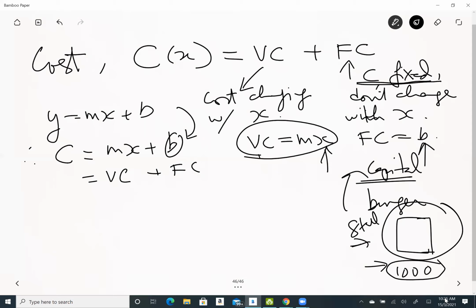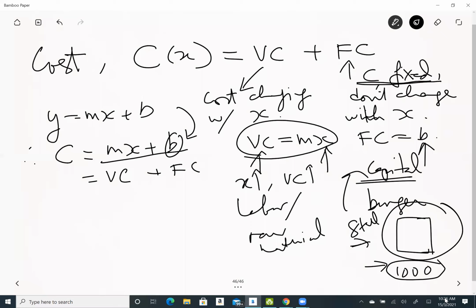Now, what about the variable cost? The variable cost is the one that changes. If you produce more X, then the variable cost normally will increase. If you produce less X, the variable cost will be lower. Normally this is the cost of labor or raw material. If you want to produce more burgers, you have to hire more workers. So that is a variable cost. If you don't want to produce any burger, you don't hire any worker. So that's variable cost and fixed cost. Any question about that? All right, good.